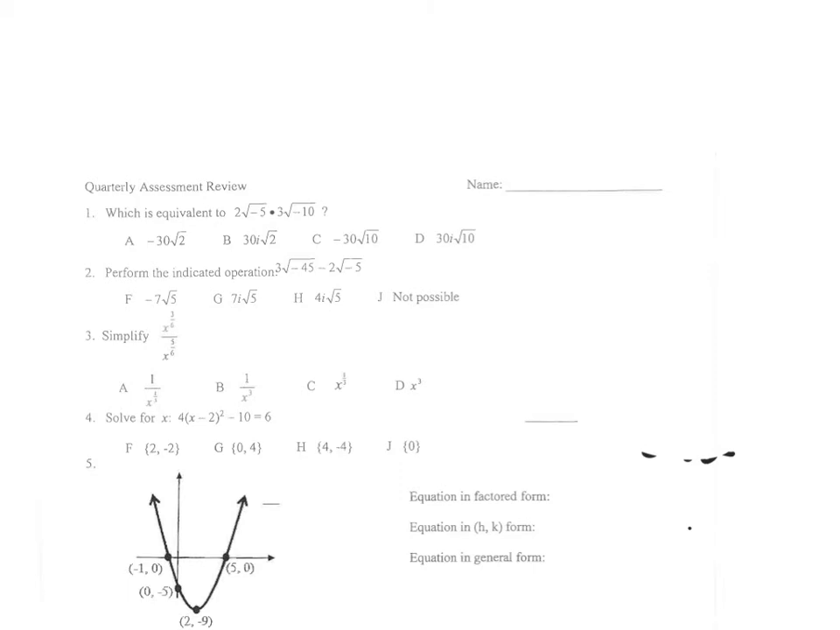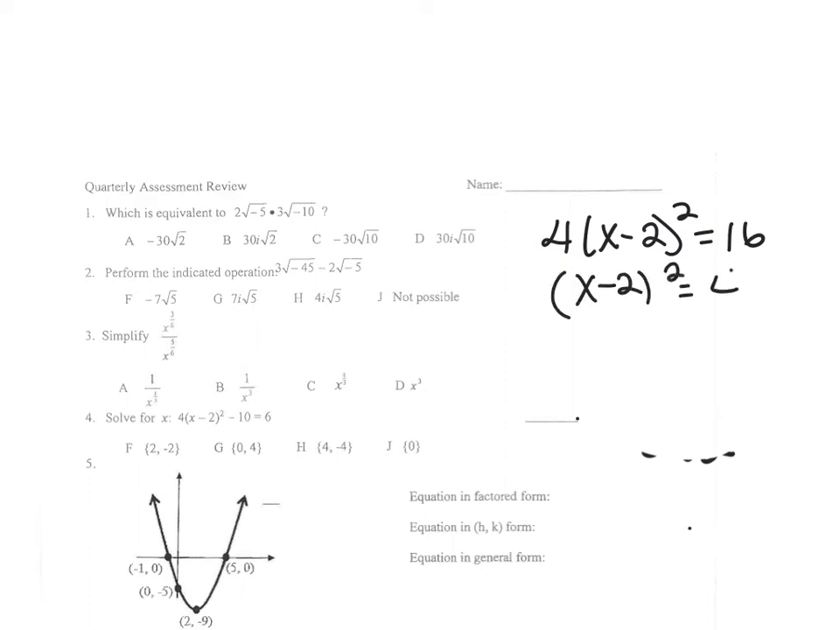Number 4, we're going to solve for x. And when we solve for x, what we're going to do first is add 10 to both sides. When we add 10, we get 16. We divide each side by 4, and we get x minus 2 squared equals 4. We have to take the square root of each side, and we have to consider that the square root of 4 is plus or minus 2.